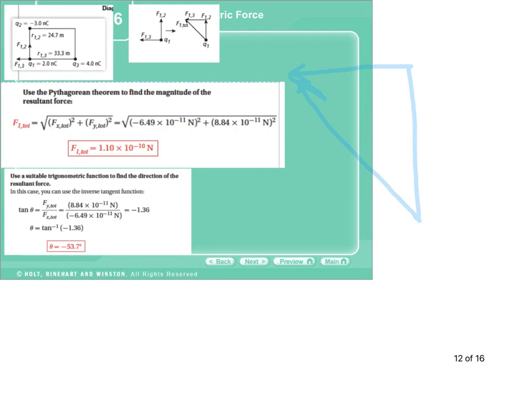So they said the tangent equals fy over fx. Maybe an easier way to remember tangent: remember we said it's opposite over adjacent. Dealing with this as our theta, opposite would be this y value, and adjacent would be this x value. And the x, again, is a negative. So we take those and divide them, and then take the inverse tan. And we find this theta to be negative 53.7 degrees.